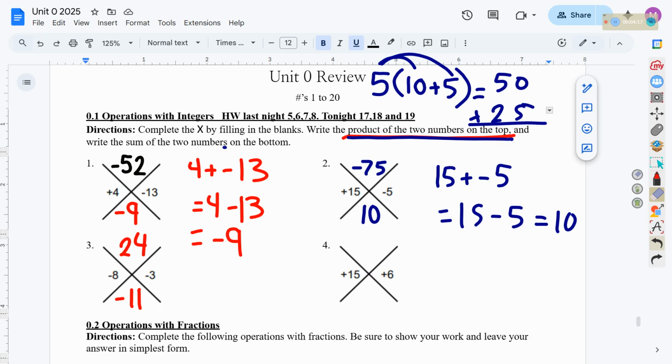Those are negative. Okay, so now we got to do 6 times 15, and I wonder if you're going to reach for a calculator for that. Maybe we could do that the same way we did the other one, right? Using the distributive property.